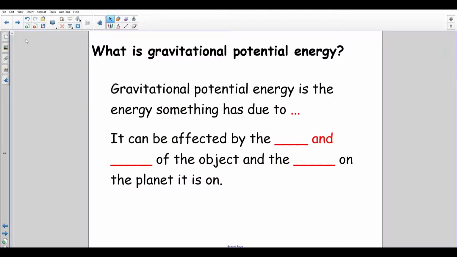Okay, so a bit of time for you to do something now. I want you to copy and complete these sentences. Gravitational potential energy is the energy that something has due to what? It can be affected by three things: two things and then something about the planet that you're on. So you want to fill in those spaces with the three things that we've just discussed.